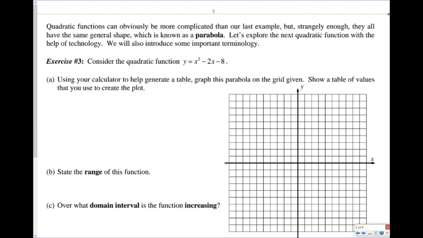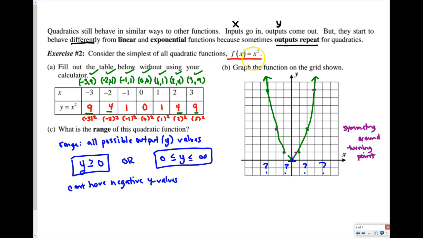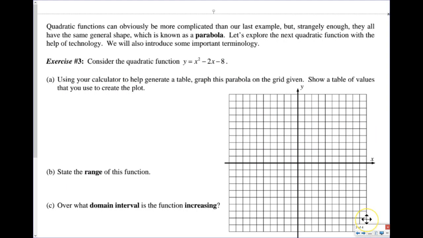So let's put a lot of this stuff together. Quadratic functions can obviously be more complicated than the last example. The last example just had x squared. There was no plus b or plus c. So let's look at another example that has a b and a c in it. It's still going to give the same kind of shape, but it's going to look a little bit different. So here's our new quadratic function, y equals x squared minus 2x minus 8. That's the quadratic function we're going to talk about.